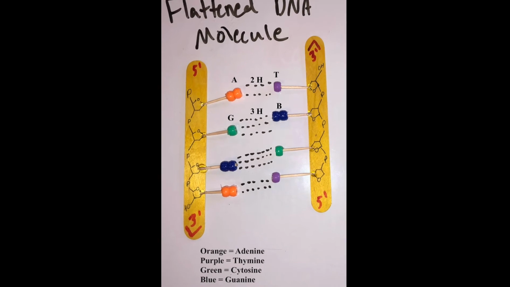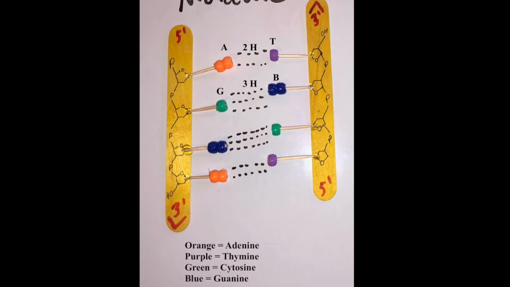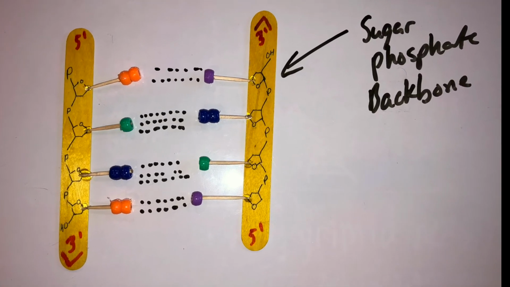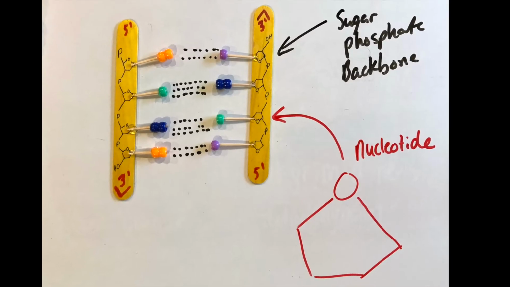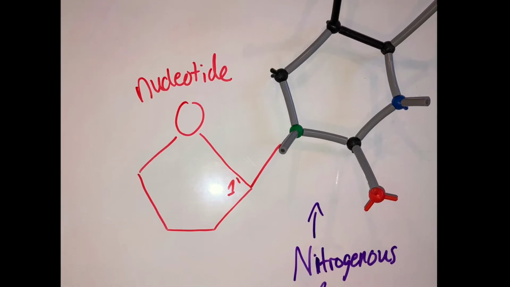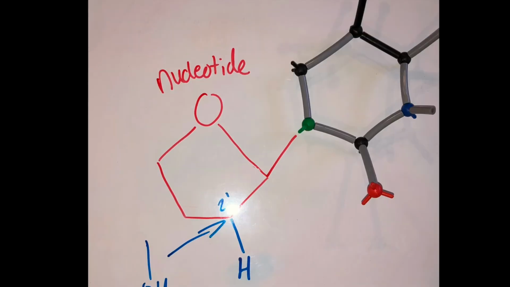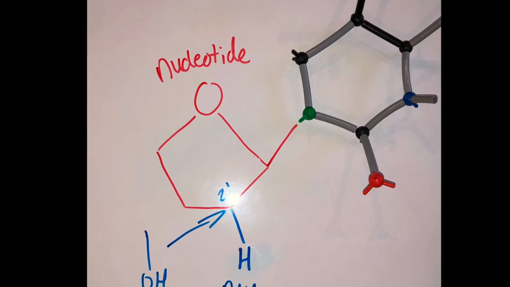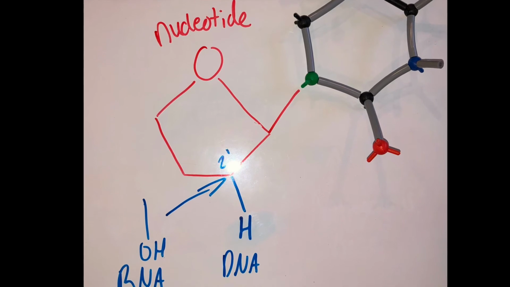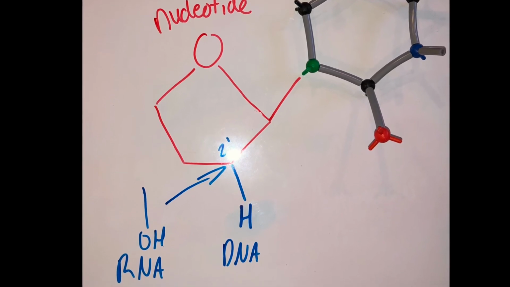To make the double helix, the nitrogen bases connect to sugars, known as nucleotides, that are able to utilize phosphate to create the sugar-phosphate backbone. A nucleotide is a 5-carbon ring completed by an oxygen. The first carbon connects to the nitrogenous base. The second connects to a hydrogen in DNA or a hydroxide in RNA, hence why DNA is a deoxy-RNA, as it has one less oxygen than RNA.